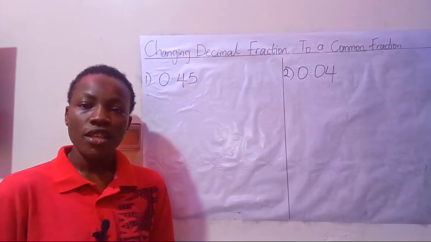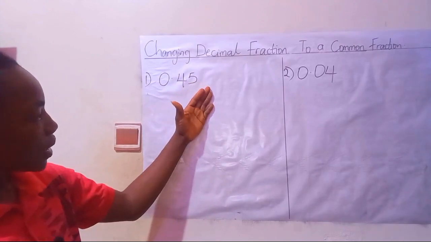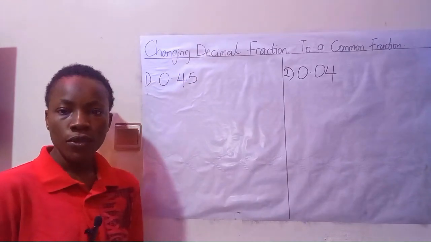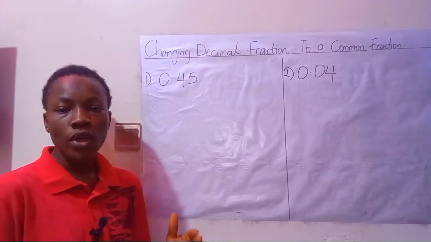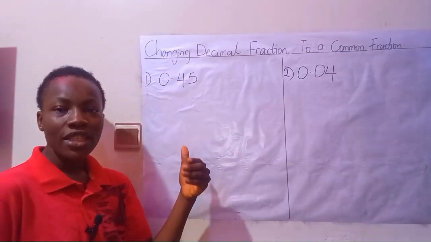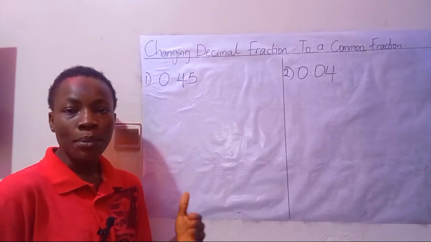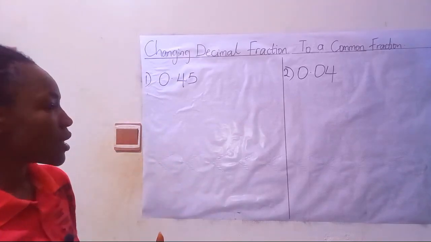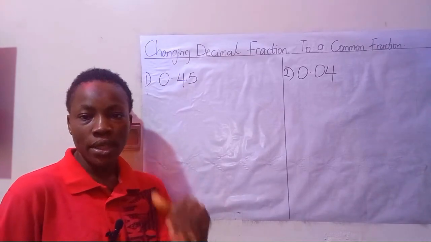Alright, today we'll be looking at how to express a decimal fraction as a common fraction. While changing it, the first thing we are going to do is express the number as a fraction with a denominator which is a power of 10. Once we have expressed it, we are going to simplify it by reducing it to its lowest term.